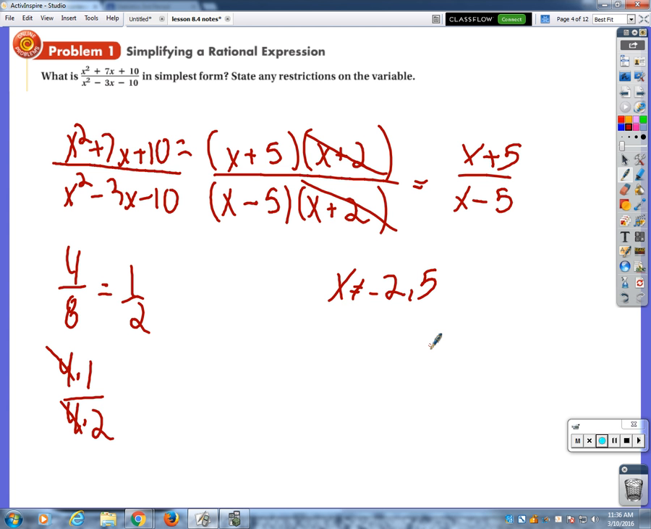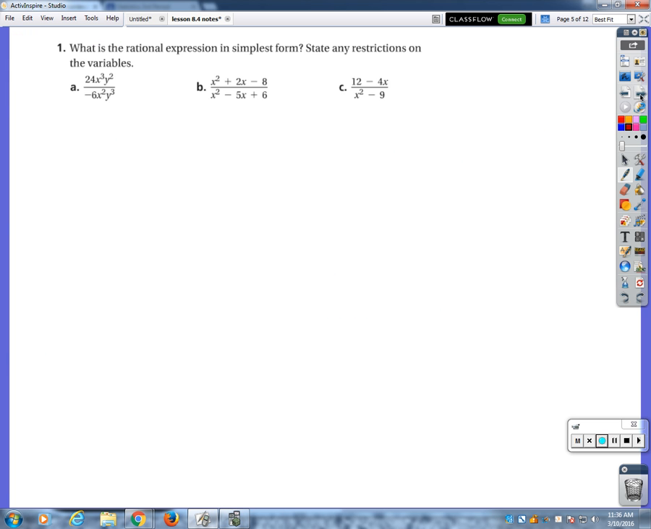Right, it's the discontinuities of the function. Now, Josie said that this one canceled, which means it is a removable discontinuity, but it's still a discontinuity, so we can't use those numbers for x. So factor, cancel, factor, cancel. So there's two answers? Well, because they asked us two questions. They said, what is this in simplest form? So this is it in simplest form. State any restrictions on the variable. These are my restrictions on the variable. Okay, all right, let's play again.